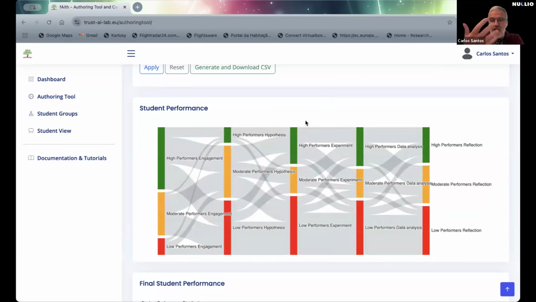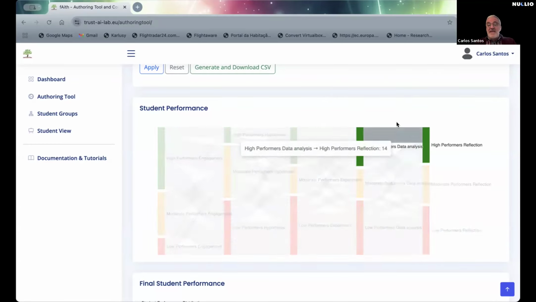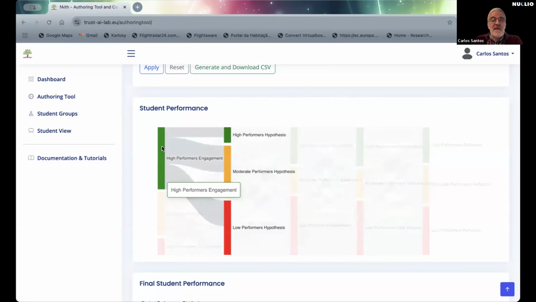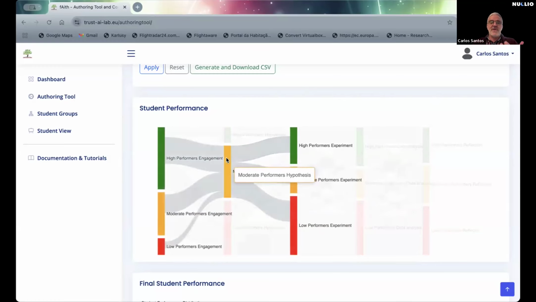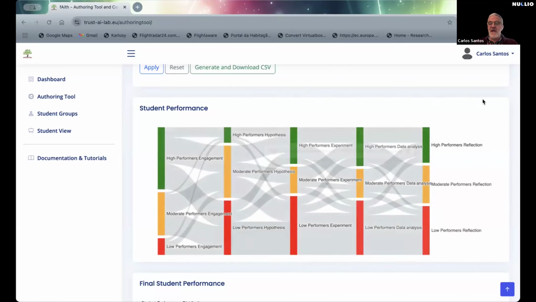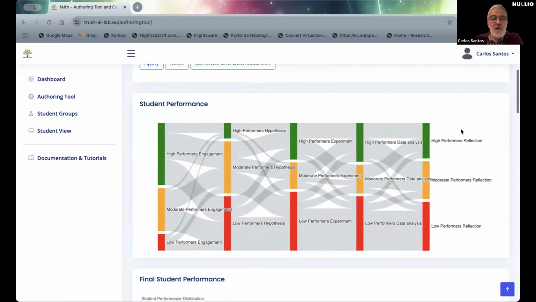We will get to the details in a bit, but every time someone takes the scenario, everything they do is recorded by the system analytics. So you have information, for instance, like in this graphic, where you can see that people who in the first phase are high performers, some of them continue to be high performers, some descend into moderate performers, and some of them go down. From phase to phase, students can perform better or worse during the scenario.